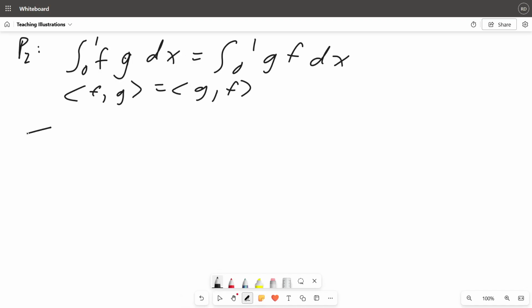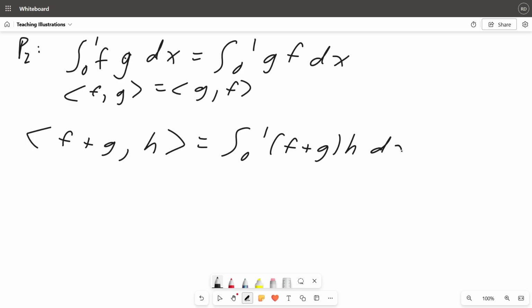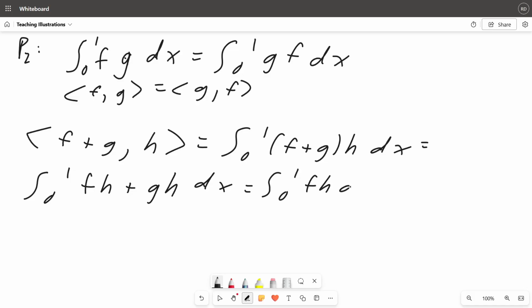If I were to say the inner product of f plus g comma h, this would be the integral from 0 to 1 of f plus g times h dx, which is the integral from 0 to 1 of fh plus gh dx. And then we know integrals can split. The term, in fact, is that they are linear operators. Integral is a linear operator. We can split sums.